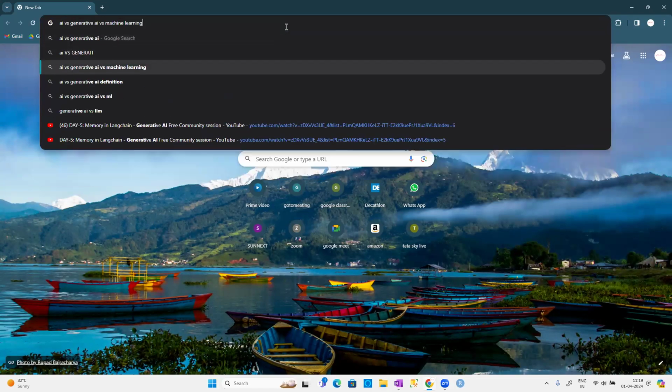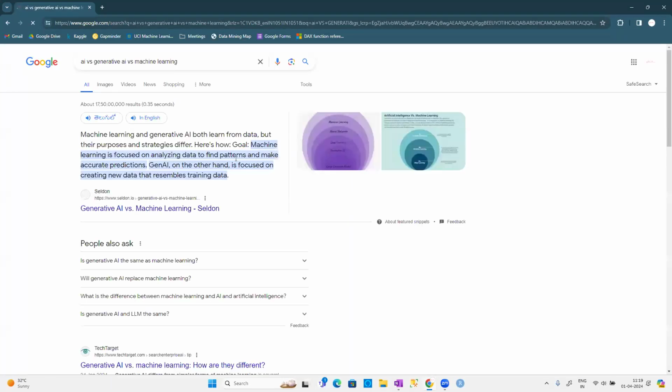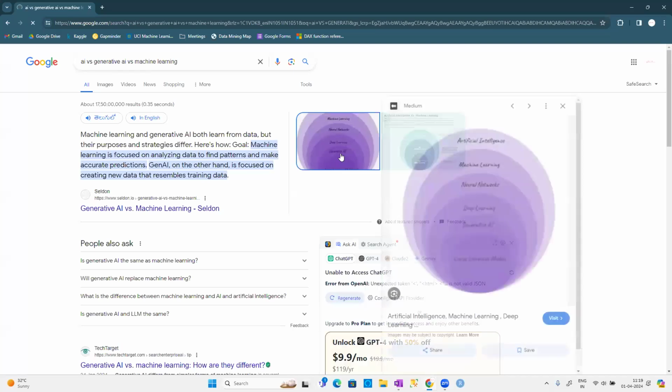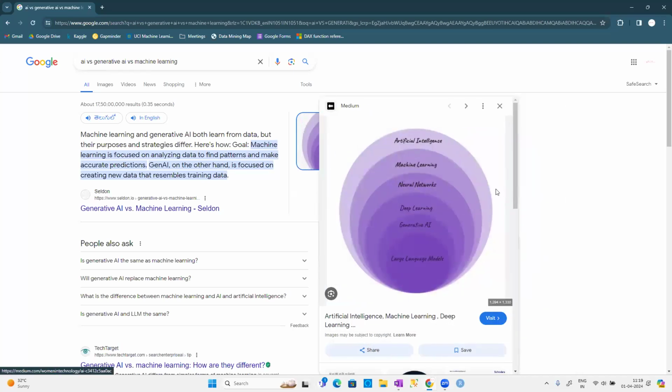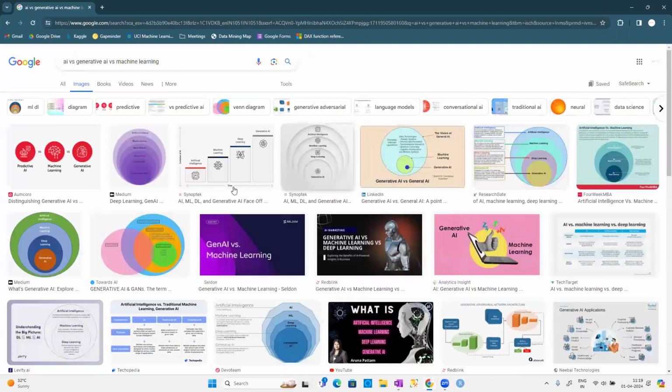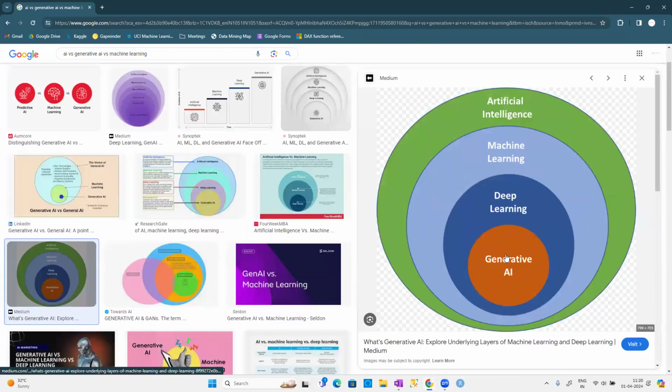So if we just see this, we can see what the hierarchy is, guys. See how many hierarchies have been added now. Artificial intelligence, machine learning, deep learning, neural networks, generative AI, large language models. Like this, a lot of other hierarchies have been added here. Newly, this one has been added, guys.